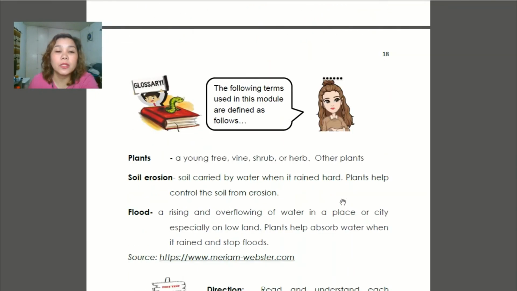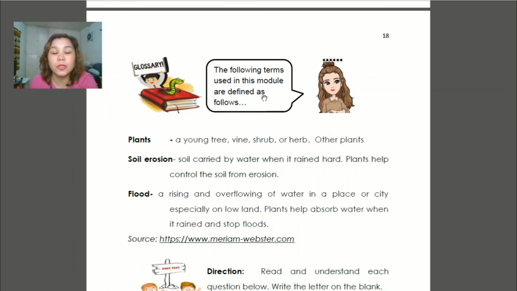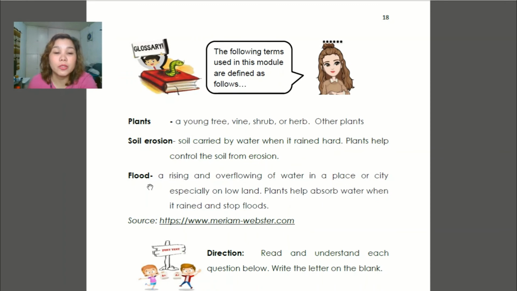And then let's now proceed with the glossary. The following terms used in this module are defined as follows. So plants, a young tree, vine, shrub, or herb, other plants. And then soil erosion, which was mentioned in the apply your learning, test yourself. So soil carried by water when it rained hard. So plants help control the soil from erosion. And then flood, also mentioned in test yourself, a rising and overflowing of water in a place or city, especially on lowland. Plants help absorb water when it rains and stop floods.